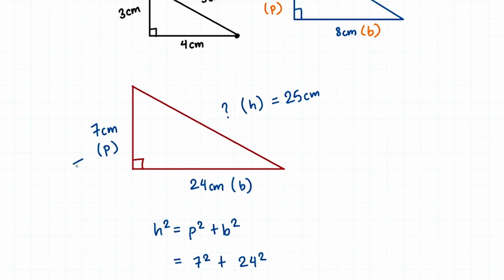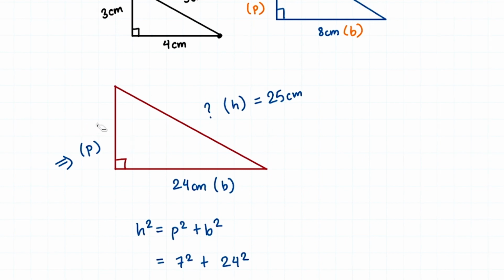Now you might wonder, can you also find P when H and B are given? Obviously, we can find that. So let's say this side is not 7, this side is not 25, and this side is not 24. Let's say this hypotenuse is 13 centimeter, and this base is 12 centimeter. And then we need to find the perpendicular. How do we find this side? We know the other two sides, but we need to find the perpendicular.